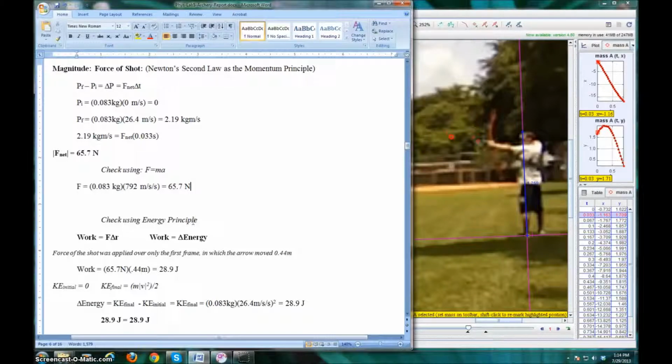Now I can check using the energy principle as well, where my work is equal to the force times the change in distance, and I know that that is equal to the change in energy. My work is calculated here using the force times the distance, and that gives me 28.9 joules. I can check the kinetic energy of my arrow moving at a velocity of 26.4 meters per second, and we can see I also get 28.9 joules. So far everything works out.